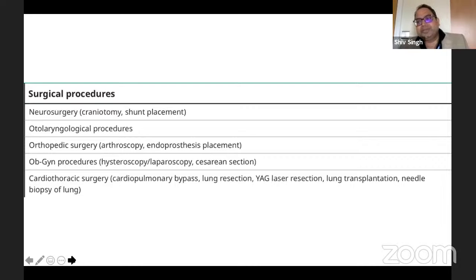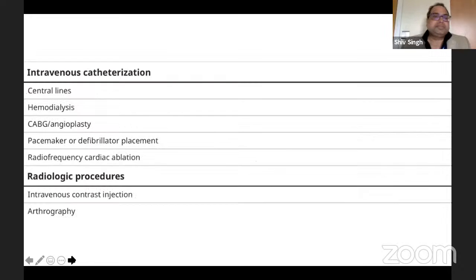Like I said, also termination of pregnancy and manual removal of placenta, cardiothoracic surgery, bypass, lung resections, places where laser resection is done because laser produces heat, in case of lung transplantation or needle biopsies. It can be related to intravenous catheterization, central lines, hemodialysis lines, CABG, angioplasties, pacemaker defibrillator placement, radiofrequency cardiac ablations. Then there are radiological procedures like intravenous contrast injection, arthrograms.